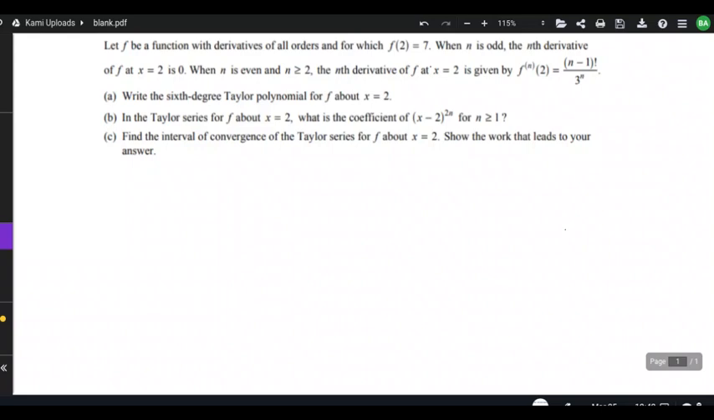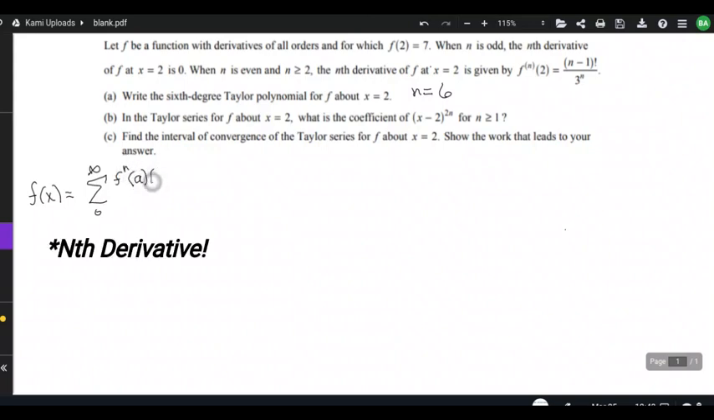Part A is asking us to write the sixth degree Taylor polynomial for f about x equals 2. That means we're going to be stopping when n equals 6 because that is going to give us a polynomial to the sixth power. Let's first look at what the general form of a Taylor series is. The general form is f of x equals sigma from 0 to infinity, f the nth derivative of f at a, times (x minus a) to the nth power over n factorial.